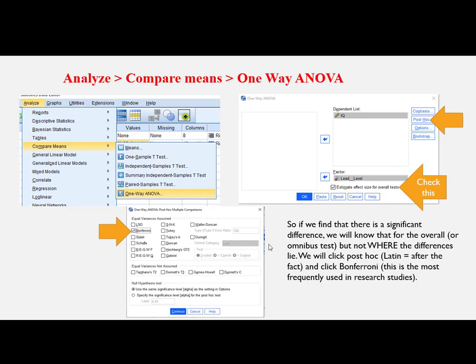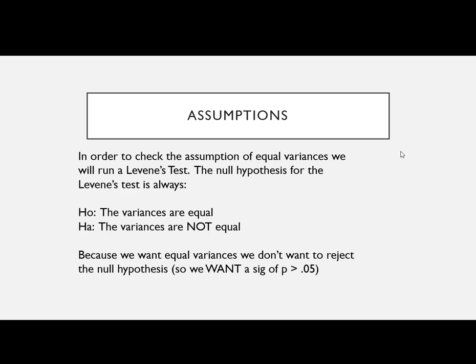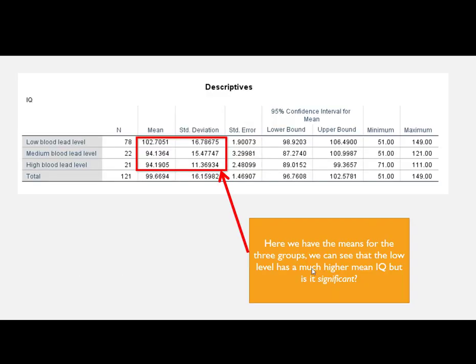Okay, so you click Bonferroni, and then you go back and you click Options, and we want to get descriptive statistics, homogeneity of variance, that's our Levene's, and then I want to just do the means plot to take a look at that. We click Continue, and we go back and we click OK. So in order to check the assumption of equal variances, we're running the Levene's. Remember that the null hypothesis for the Levene's test is always that the variances are equal, and the alternate is that they are not equal. So if we do not reject the null, then we have equal variances. So we want a significant value greater than 0.05.